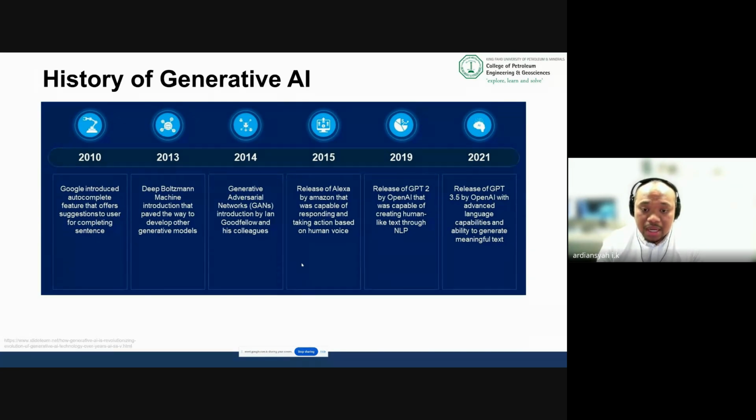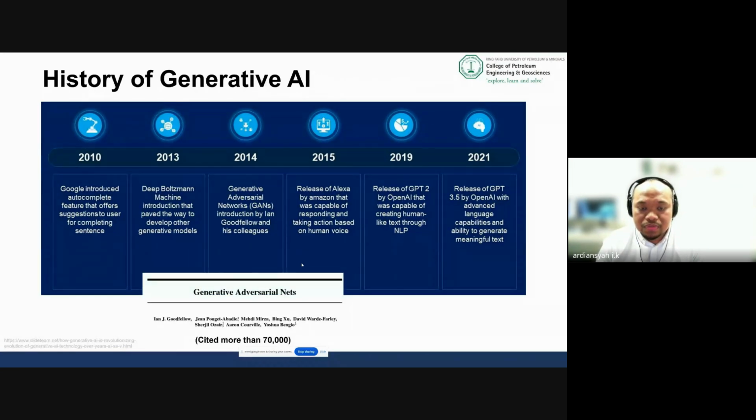Especially, there are a couple of seminal works. For example, this one by Ian Goodfellow back in 2014, where they introduced generative adversarial nets. And as you can see, this paper alone has been cited more than 70,000 times, right? So you see how impactful it is and how people are really adopting this technology now.